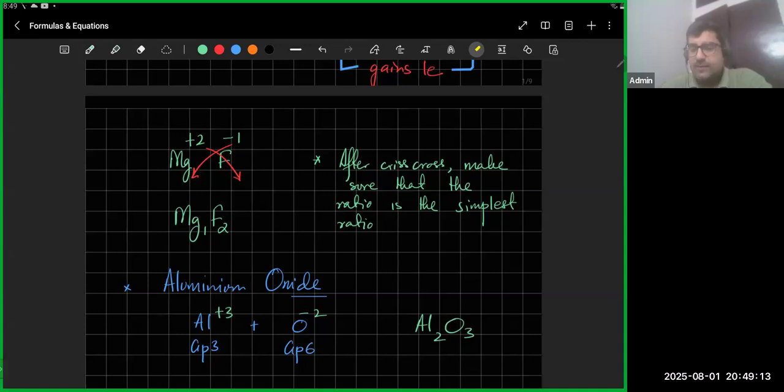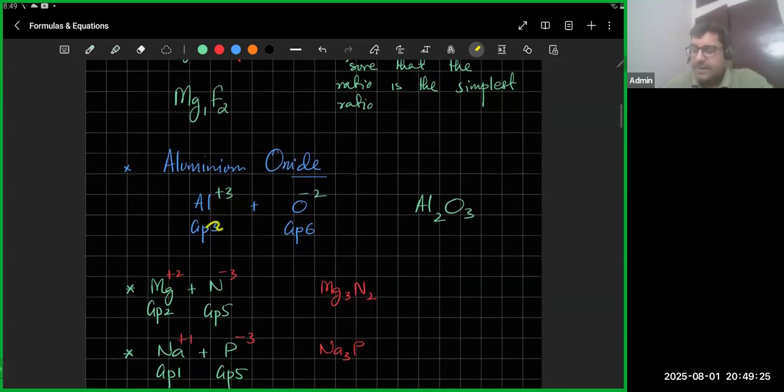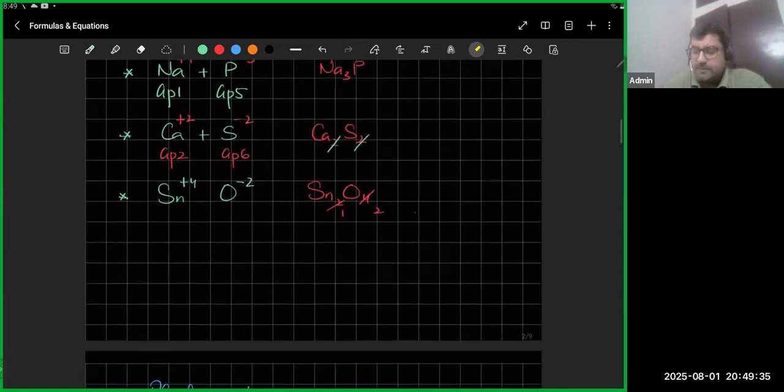And the shortcut for that was that instead of going into detail, it was a simple method of crisscross, which will give you the formula, which will give you the ratio of the ions, right? Aluminium in group 3 was +3. Oxygen in group 6 was -2. You did crisscross and you got Al2O3. We did a whole worksheet on this.